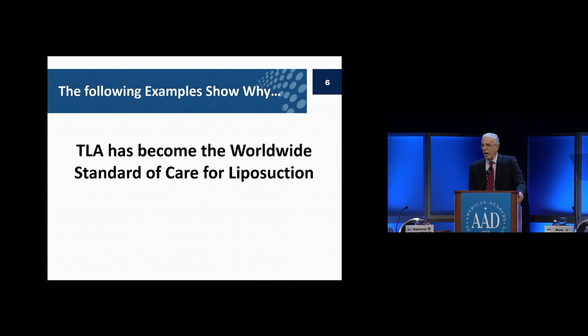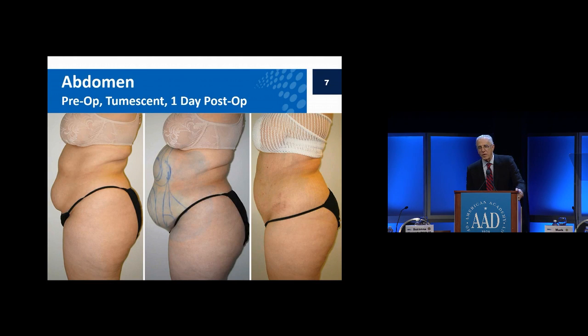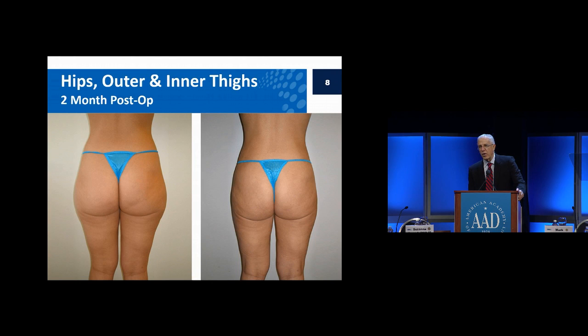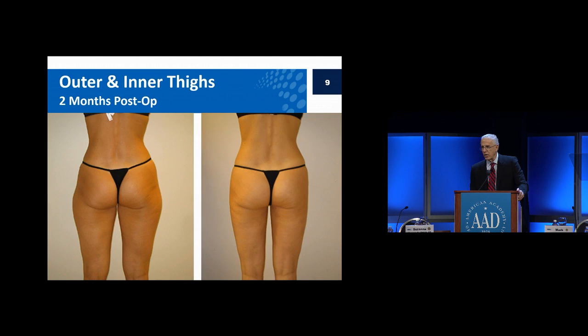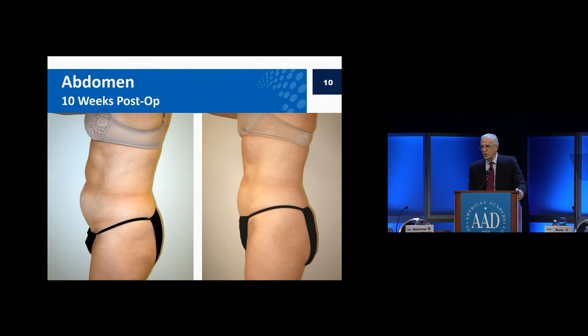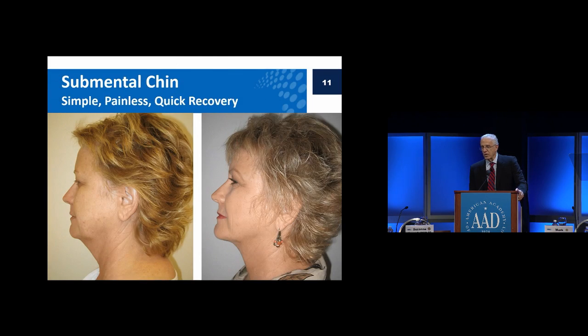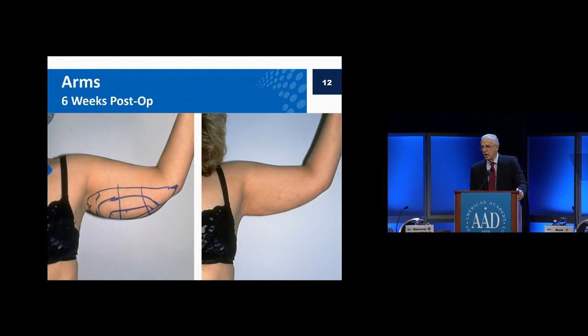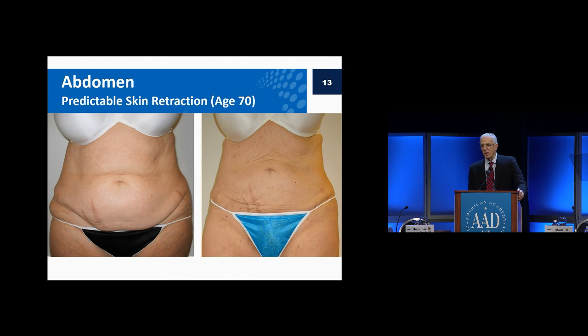So the following examples show why TLA has become the worldwide standard of care for liposuction. Under tumescent lidocaine anesthesia, surgeries can be done completely by local anesthesia, no sedation and no IV narcotics. Quick recoveries. It allows for very significant hemostasis and vasoconstriction, which allows for the use of microcannulas, and microcannulas give us very smooth results. People can return to work in a day or two, with very minimal postoperative discomfort. The results can also involve very delicate procedures, and are typically very predictable. And even in older patients, we get very nice skin retraction. So these are unique things for tumescent lidocaine anesthesia.